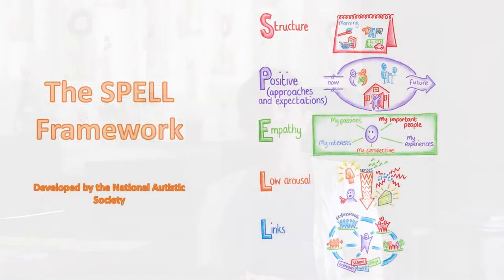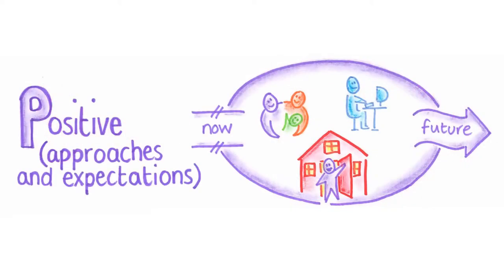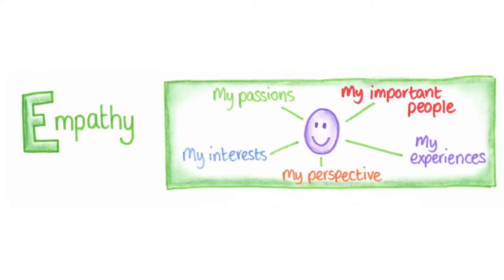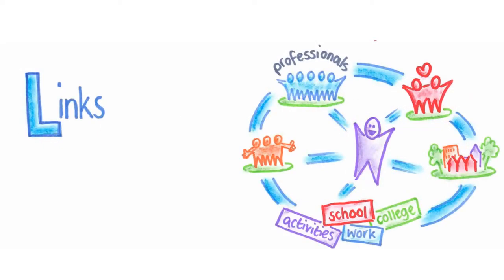The elements of the framework are structure, so S for structure, positive approaches and expectations, so that's the P. E is for empathy. The first L is for low arousal, and the second L stands for links. Okay. So structure is about allowing us to have predictability.